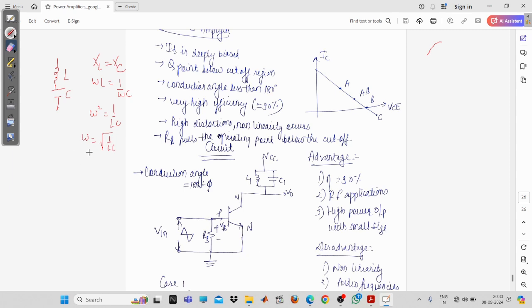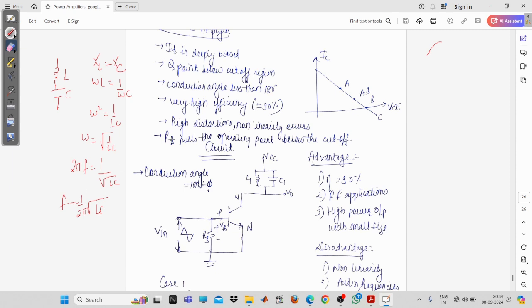This is the angular frequency. If you want the linear frequency, that will be 2 pi into f, equal to 1 upon under root LC. So f will be equal to 1 upon 2 pi into under root of LC. So this is the resonant frequency, and normally this frequency is higher than the power frequency. Now, what is the power frequency? Power frequency is around 50 hertz, and this frequency is in the kilohertz region.